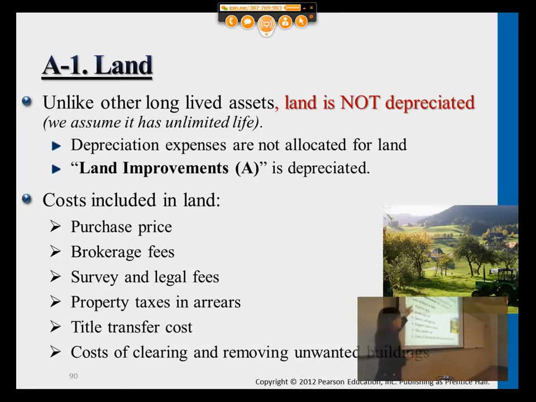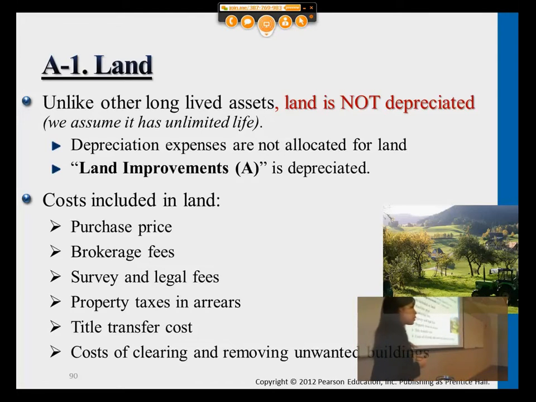Okay, so this is an example of the possible categories that you may see in a problem. Purchase price is easy to understand. Brokerage fee, if you hire an agent to help you locate this asset, of course you may need to pay a certain fee to that agent. Survey legal fees usually is related to understanding the boundary of the land and any prior history related to that piece of land. Some of the transactions may tell you this expense also incurred. Property taxes definitely come with purchasing land. Any transfer costs, costs of clearing, removing previously unwanted buildings there, may also be a necessary cost.